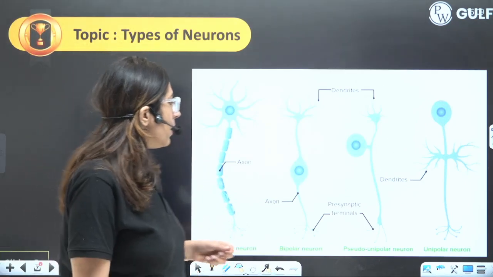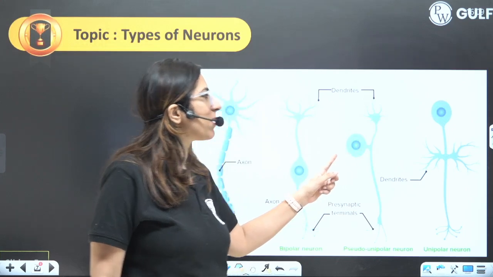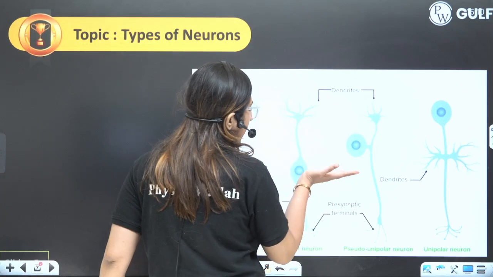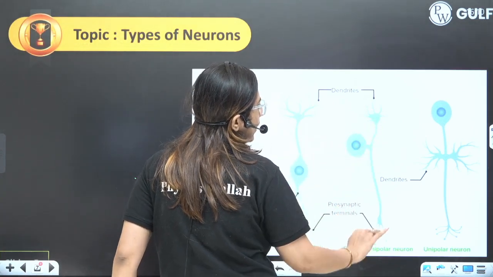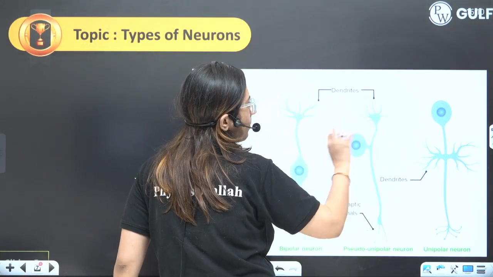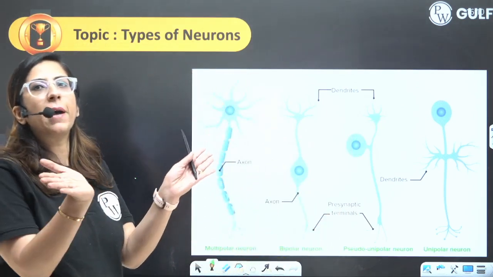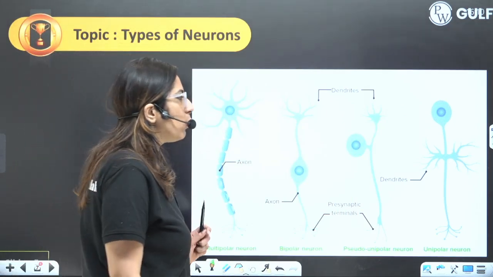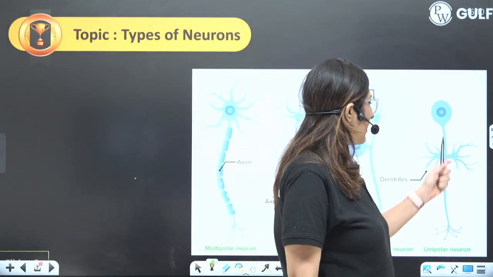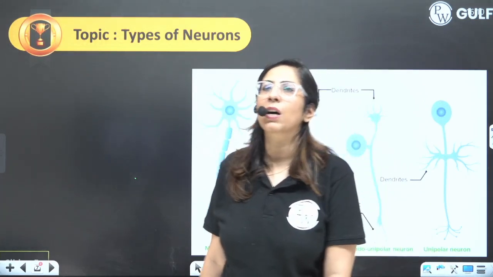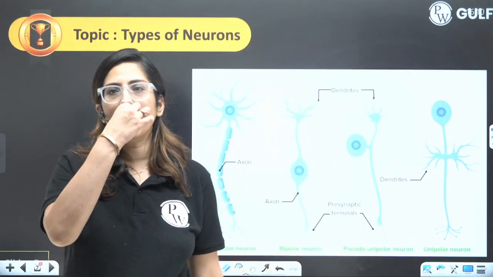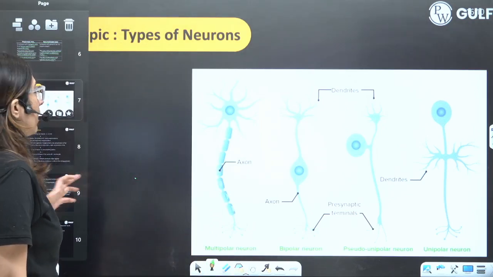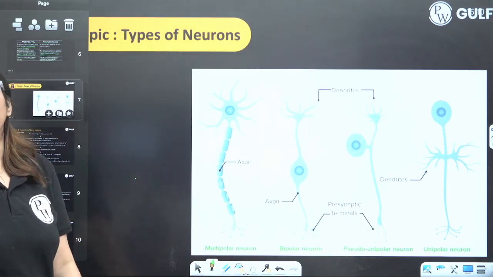Pseudo unipolar neurons. See, it looks like bipolar, but they are not bipolar. Here there is one process which comes from the cell body, which further bifurcates into two. So this is termed pseudo unipolar. This is seen in the dorsal root ganglion. Unipolar looks like this. This is seen in the hydra, and in fact the apolar neurons are also there, which are seen in the hydra. In the embryonic stages also the unipolar neurons are present.